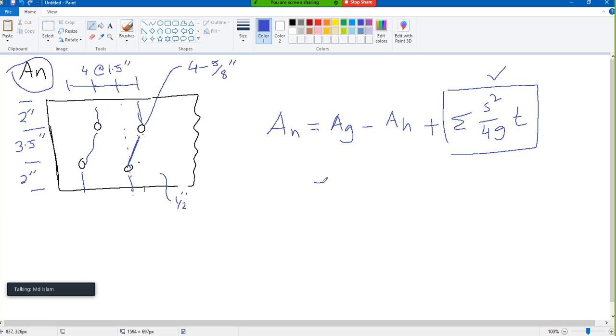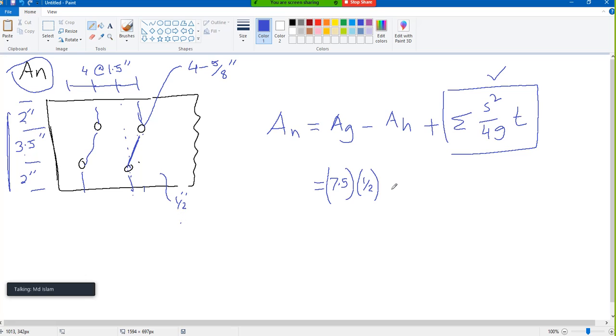Now, what is our gross area? Gross area means neglect your hole, just the plate. So I can see what is my plate size, 3.5 plus 4, that means 7.5, and thickness is half. So my gross area is 7.5 times half. That is the gross area. Hopefully you understood where I found it. This dimension, width, and thickness.